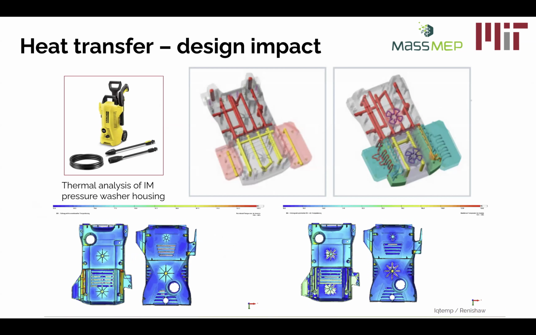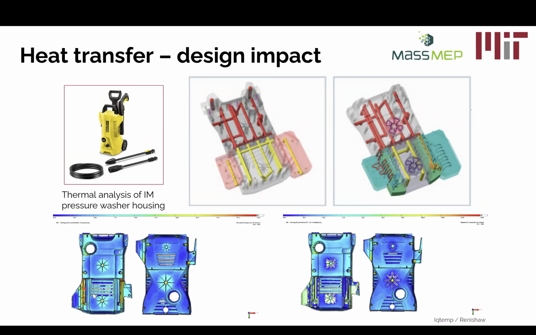And here is an actual example, where you can see with the colors, this was a pressure washer housing that was molded. In the example on the left, where they used straight channels, there are parts which tend to be more red, so they have higher temperature. While if you have conformal cooling channels, so the cooling channels better follow the shape, the temperature is more in control on the overall geometry.